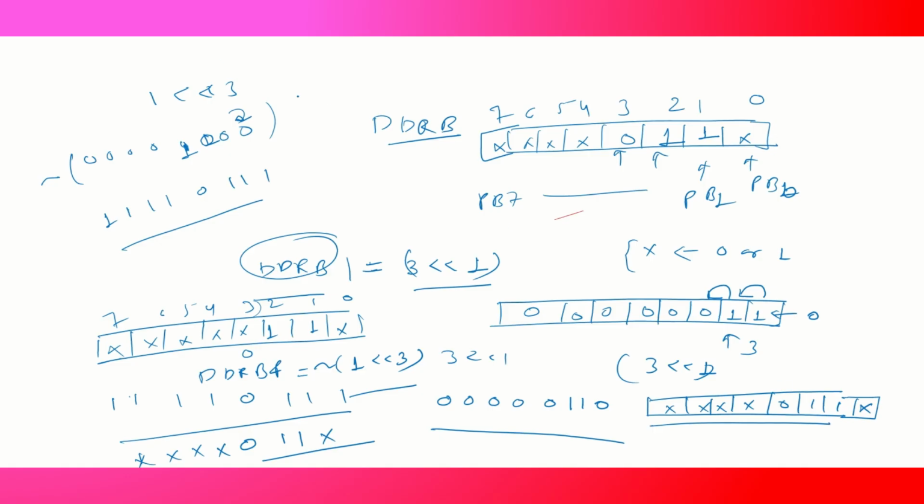So we have to do two operations. First we have to write DDRB OR is equal to 3 left shifted by 1, and then we'll write DDRB AND is equal to NOT 1 left shifted by 3.